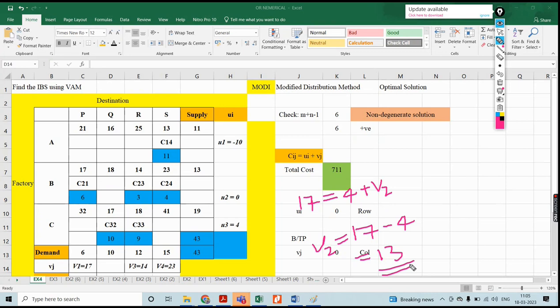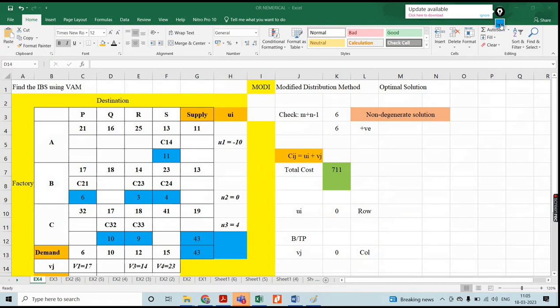Any doubt on it? If you have doubt, you can ask. If not, you can raise your hand. V2 equal to 13. Now I got the values: U1, U2, V3, all these things.